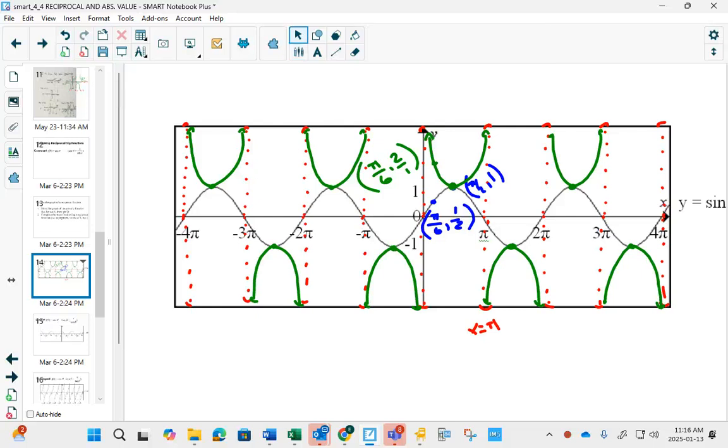So I'm going to get you to do the secant graph on your own. On the next page, you have the secant graph, and then we'll get to the little bit messed up cotangent graph. We talked about why cotangent is a bit messed up. Not too bad, but just a bit.